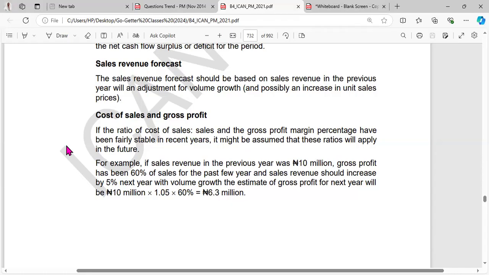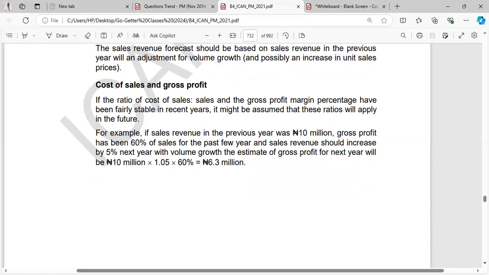Then you have your cost of sales. If the ratio of cost of sales to sales, and the gross profit margin has been fairly stable in recent years, you might assume that this ratio will apply in the future. Otherwise, you can decide to make a forecast on them. In that way, the question will be given to you. Sometimes, like the question we saw the other time on inflation, when we are adjusting. Although inflation may not be the same thing here, they will give you the percentage margin that you'll be using to increase if there's anything.